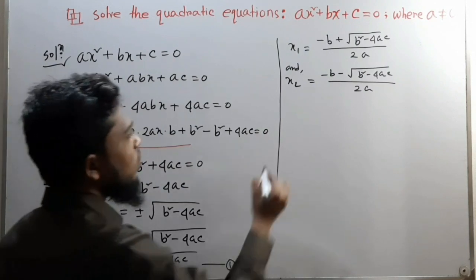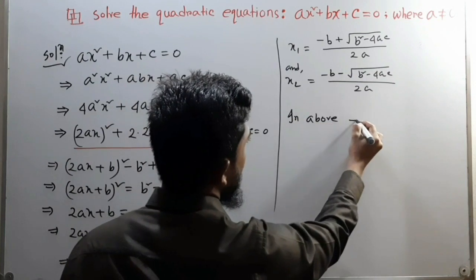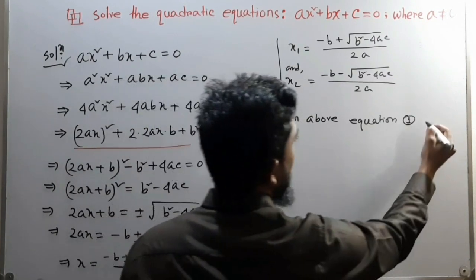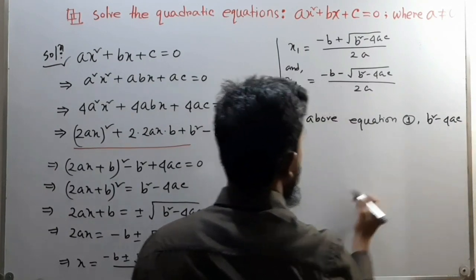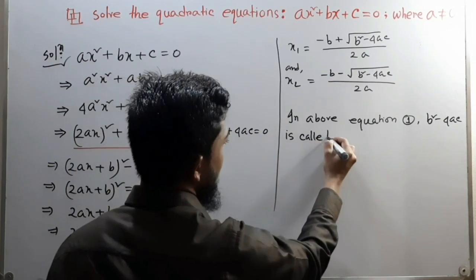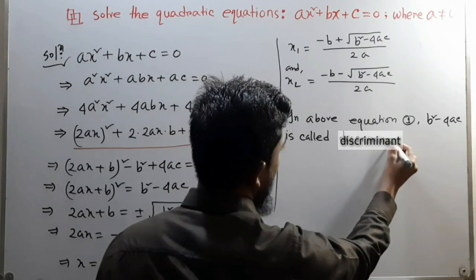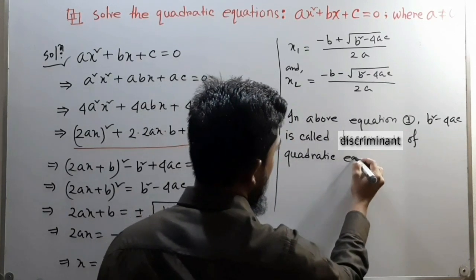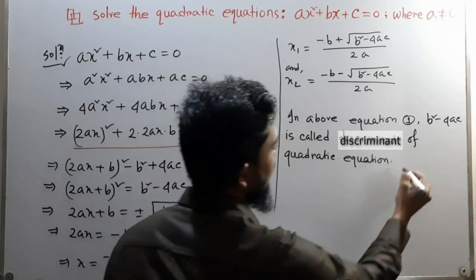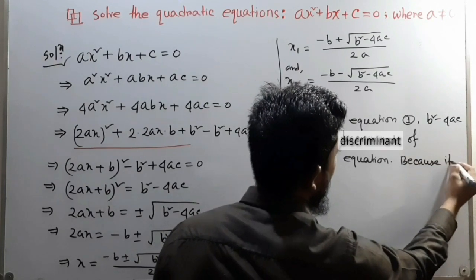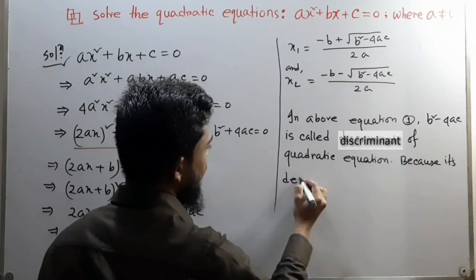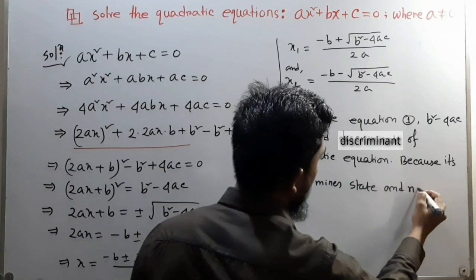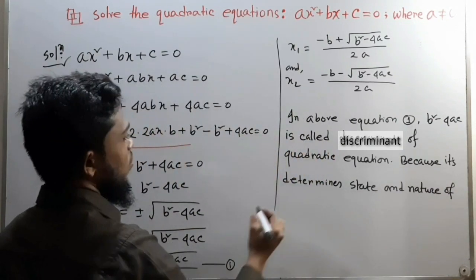So we can write: in the above equation 1, the term b square minus 4ac is called the discriminant of the quadratic equation, because it determines the state and nature of the quadratic equation.